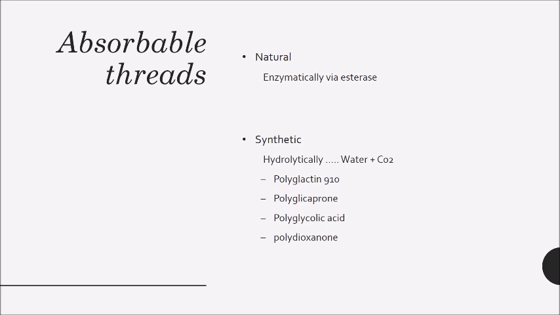Next come the absorbable threads. Their absorption may be natural or synthetic. The natural ones are absorbed enzymatically via esterase. Catgut and some other surgical sutures are there, but I won't focus on them. The synthetic ones are absorbed through hydrolysis, that is, they get converted to water and carbon dioxide. Four top examples of them: polyglactin 910, polyglecaprone, polyglycolic acid, and polydioxanone.